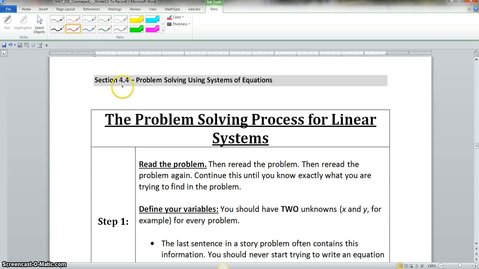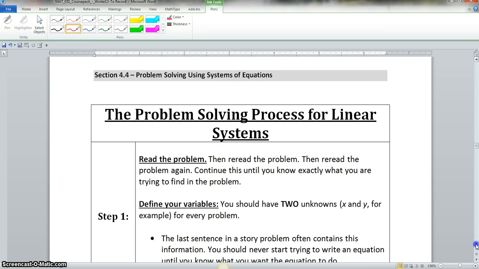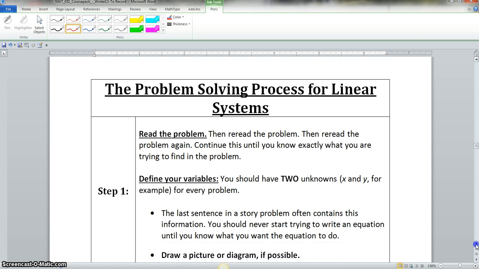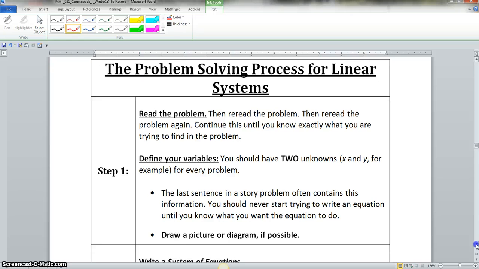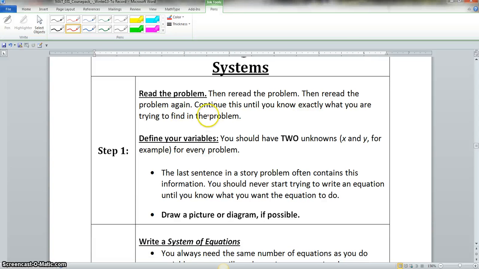Okay, class, now we start section 4.4, problem solving using systems of equations. Now, we have our steps here. Step 1: read the problem, then reread the problem, then reread the problem again. Continue this until you know exactly what you are trying to find in the problem. And then also define your variables. You should have two unknowns, x and y, for example, for every problem.